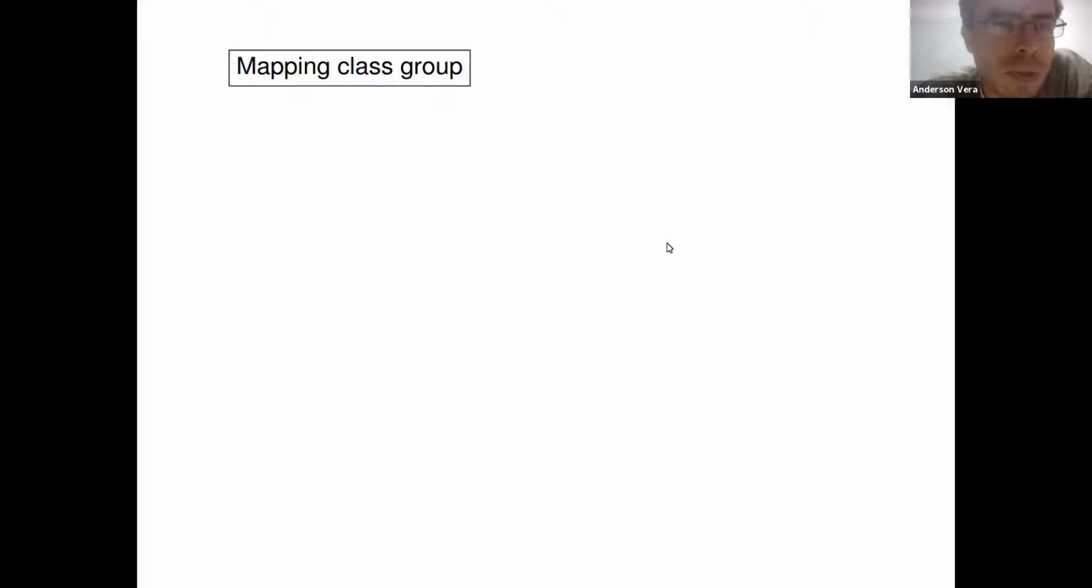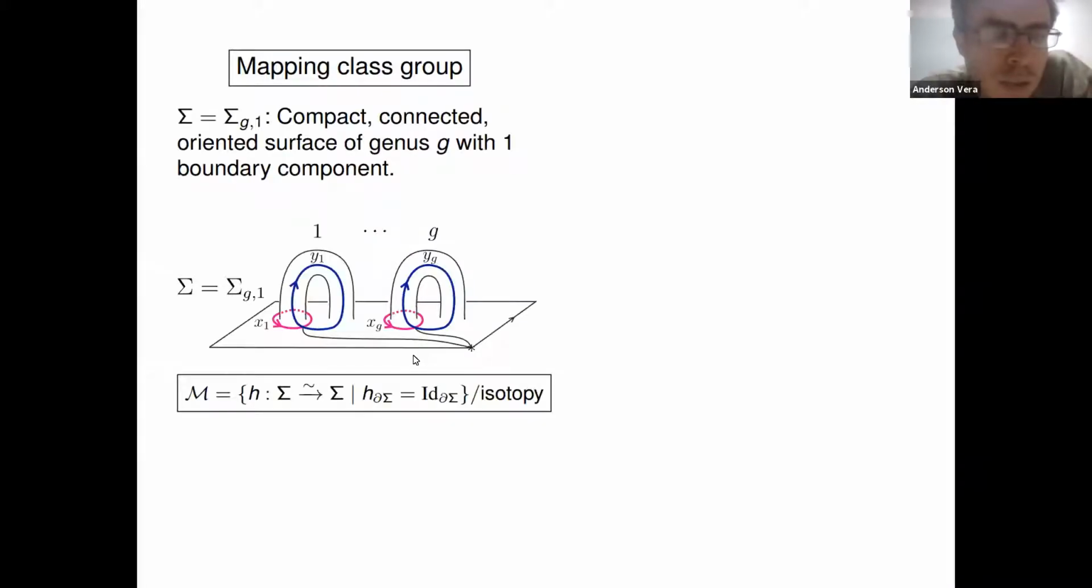Let us start by fixing some notations. We denote by Sigma the compact connected oriented surface of genus g with exactly one boundary component. Here we have one model of our surface embedded in three-dimensional space. The group in which we are interested is the symmetric group of the surface in the topological sense. That is, we are considering orientation-preserving homeomorphisms, which are the identity on the boundary, up to isotopy. This is the mapping class group of the surface.